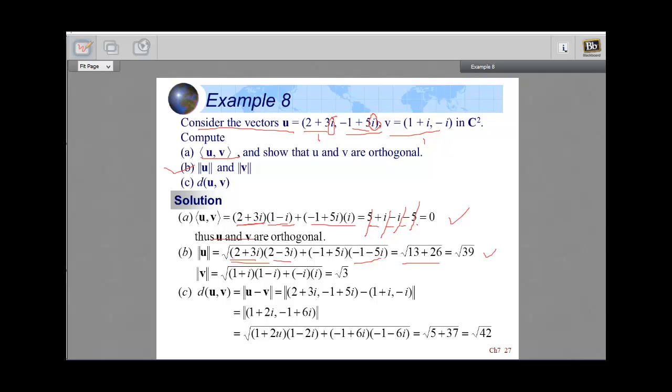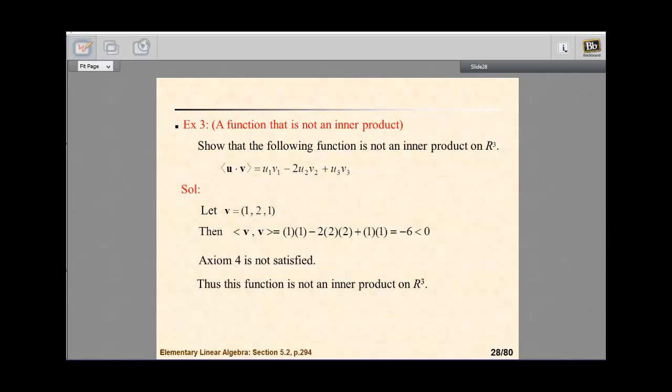And in the last part, we will find the distance of u and v. The distance of u and v can be found by taking the norm of u minus v. So the norm can be found, that will be equal to square root of 42. So these are the examples.